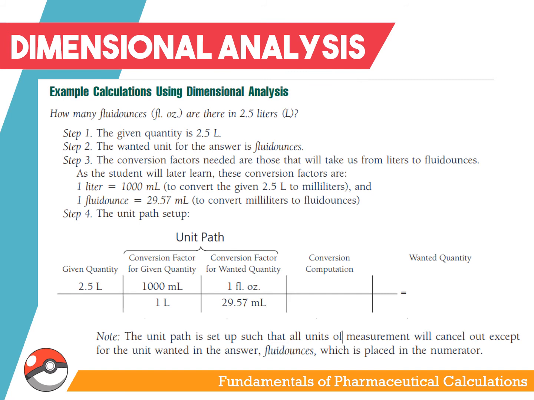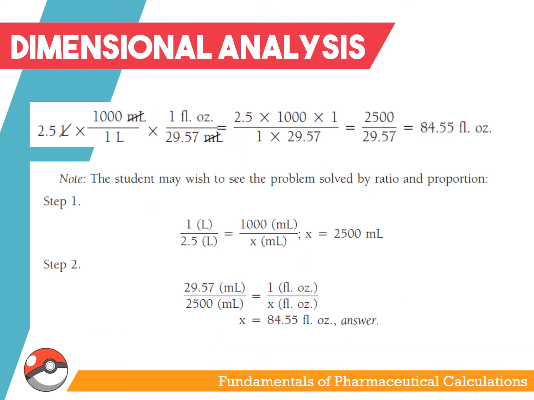Okay. So let's compute. So this is the flow of the computation. There. So 2.5 liters times 1000 ml over 1 liter. So first, the liters unit will be cancelled. Then times 1 fluid ounce over 29.57 ml. So since ml over ml, they will also both be cancelled. So what we will be left with is fluid ounces, and the answer is 84.55 fluid ounces.